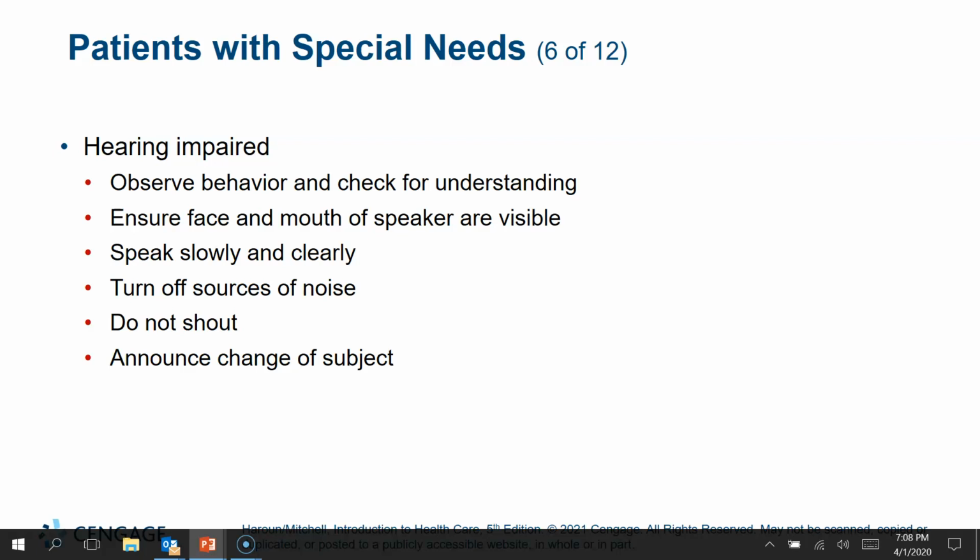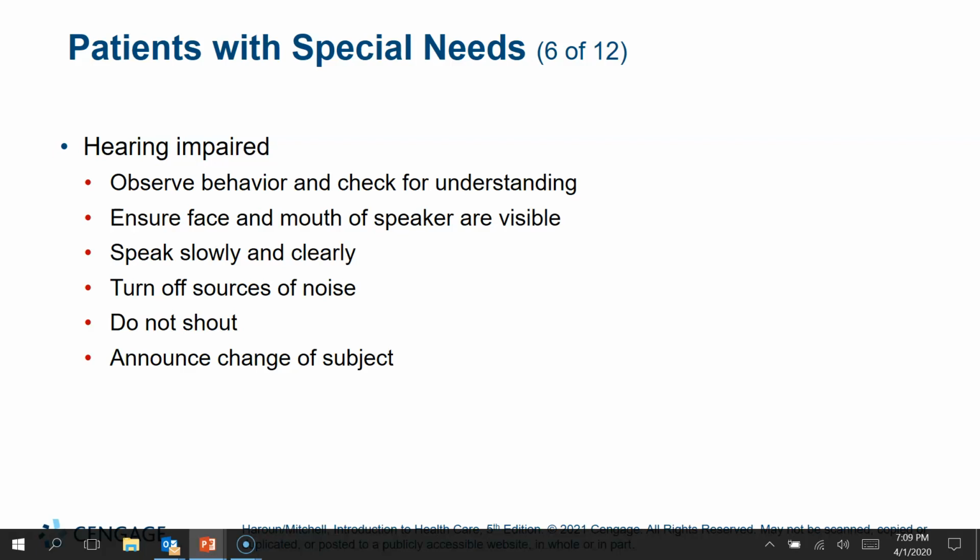One of the things we need to do is speak slowly. That is really important because if they read lips, you need to speak in a slow, steady voice. The other thing we need to think about is making sure our face and our mouth are facing the patient. If we're talking to them with their back turned, they're not going to hear us. So we need to make sure we turn around and we're facing the patient when we're talking.